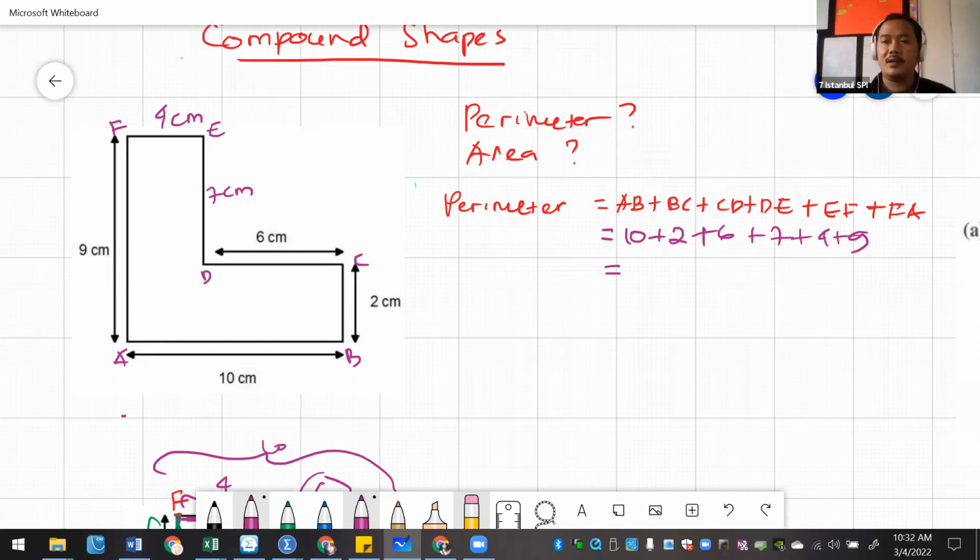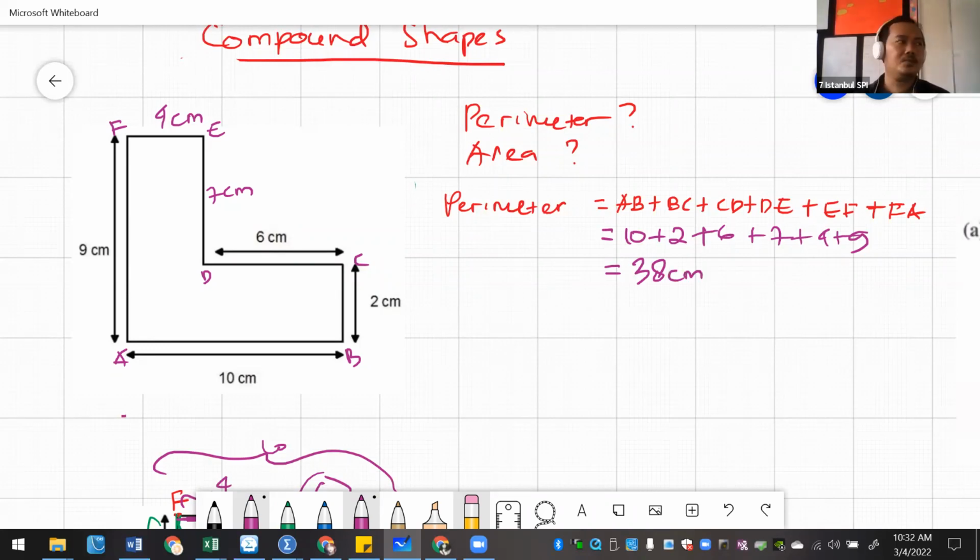Okay, 10 plus 2 is 12, plus 6 is 18, 18 plus 7 is 25, 25 plus 4 is 29, 29 plus 9 is 38. Okay, there you go, in centimeter.